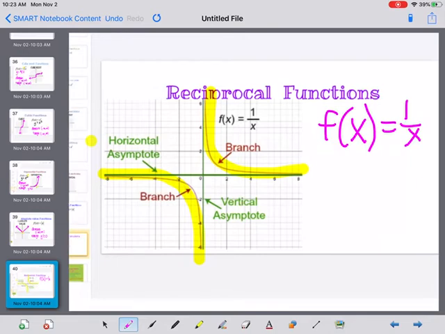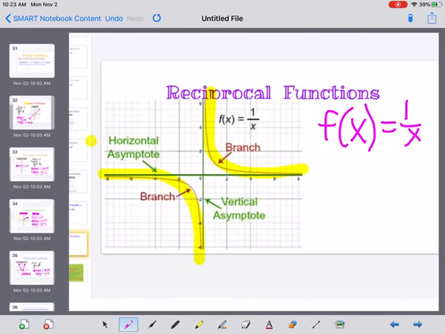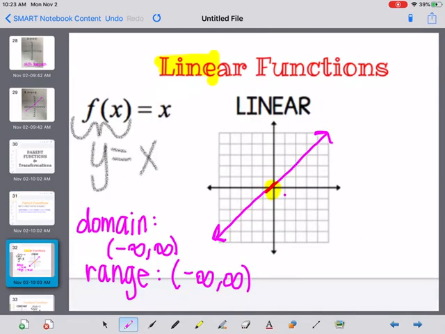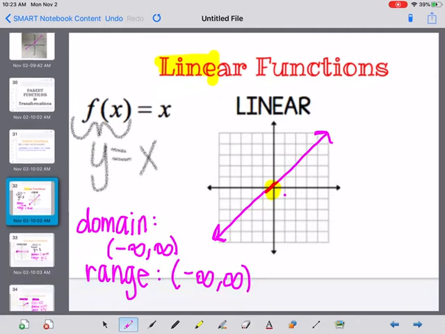So we're going to put these in our Desmos calculator, and I put this link on your, so let's go through here just really quickly. We're going to start with linear, and linear looks like a line, and it goes through 0.